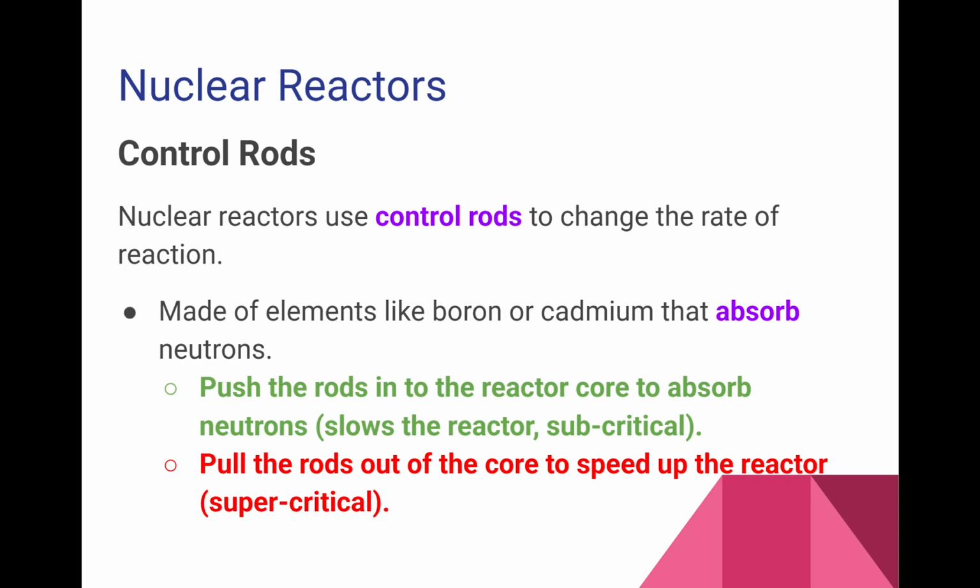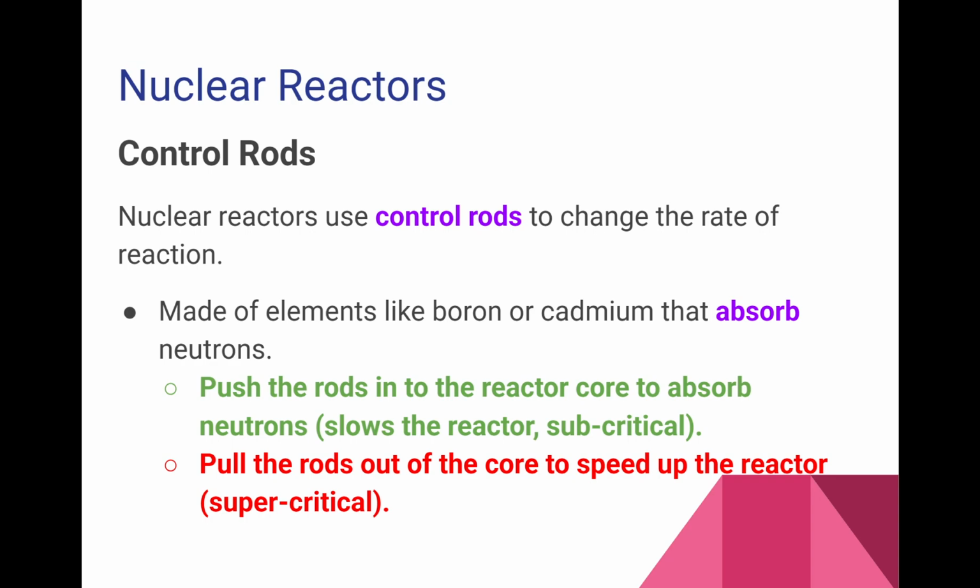Control rods are typically elements like boron or cadmium, and these elements, at least if you have the right isotopes, will absorb neutrons. If those control rods made of those elements are absorbing the neutrons, you could push them deeper into the core. They'll absorb more of the neutrons, like sponges soaking up water. And if they're absorbing more of the neutrons, it's neutrons that don't get to go to the next uranium-235, and that's going to slow down the reaction and make it subcritical.